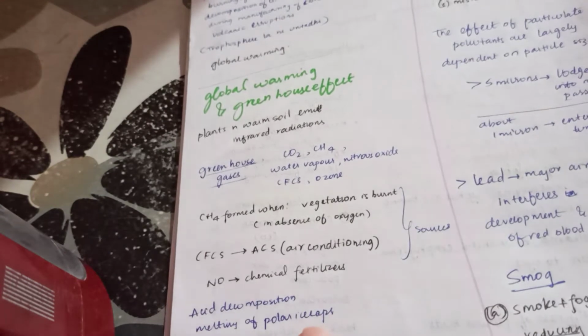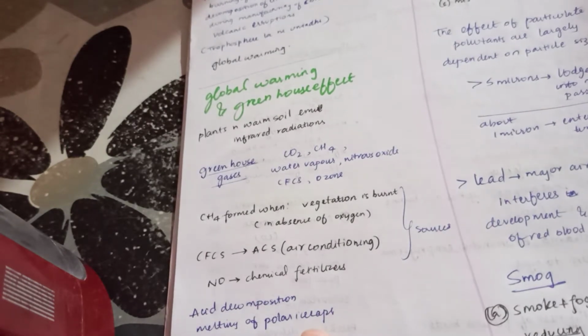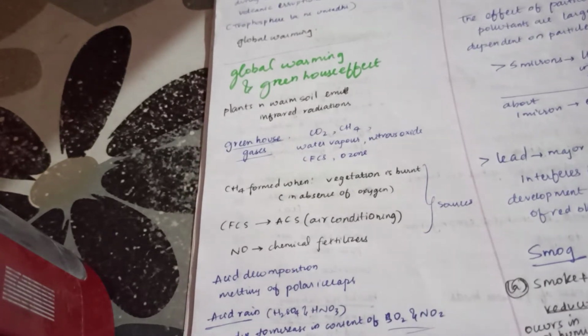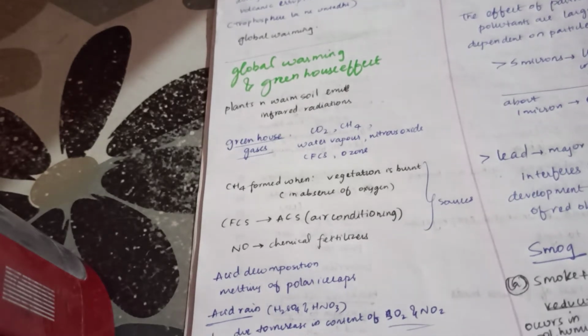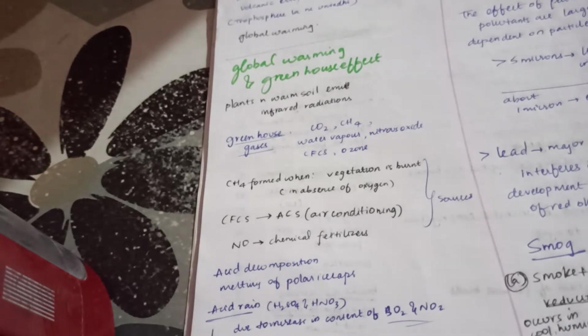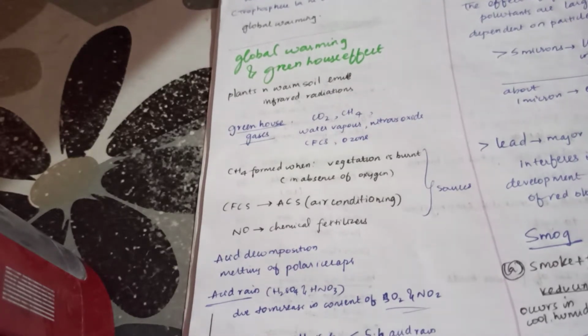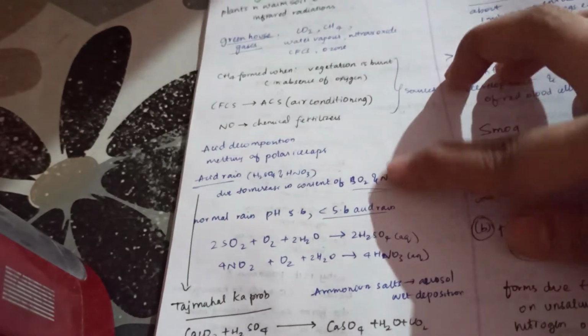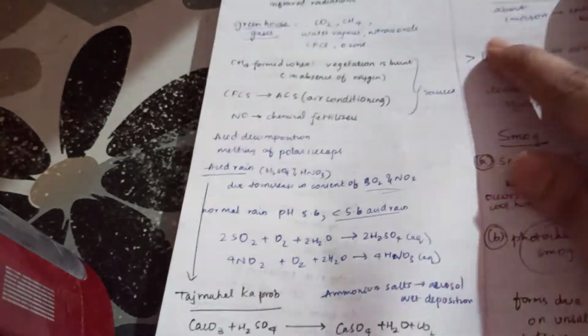So when polar ice caps melt, the boundaries of the oceans expand. When the boundaries of oceans expand, it results in the drowning of islands. So many islands are drowning in the water because of the expansion of the ocean bodies, which is a result of global warming. And then acid rain, H2SO4 and HNO3.